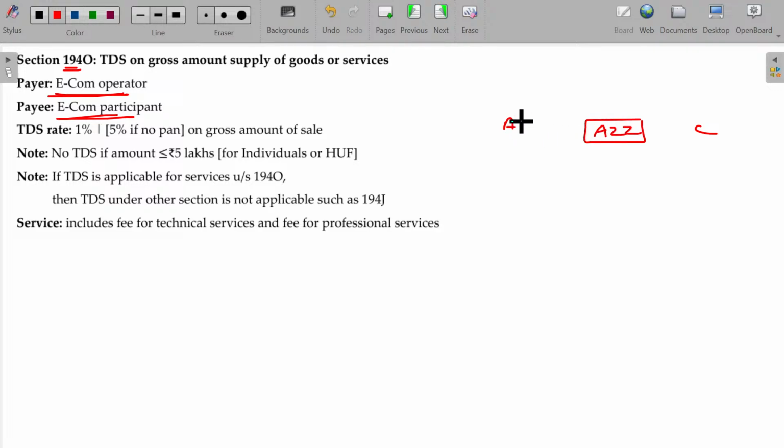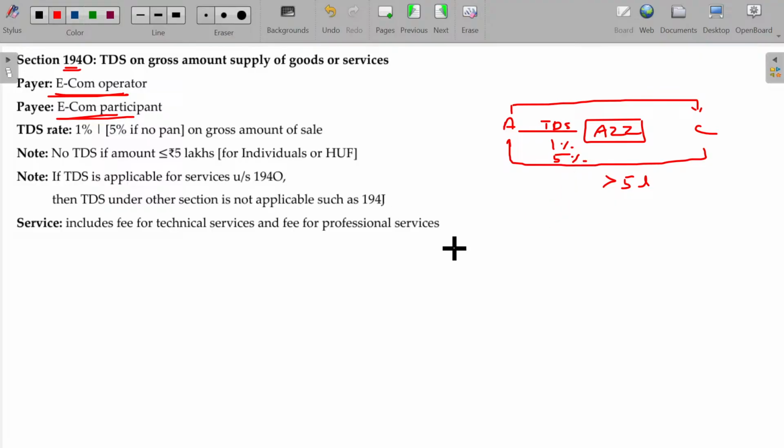A supplies the goods to the customer routed through A to Z, and gets the collections and is paid to A. For this, the overall collection payment is more than 5 lakhs, and A to Z deducts the TDS while releasing the payment at the rate of 1%. In the absence of PAN, 5% will be leviable. E-com operator. O represents e-com. E-com operator. 194 O.